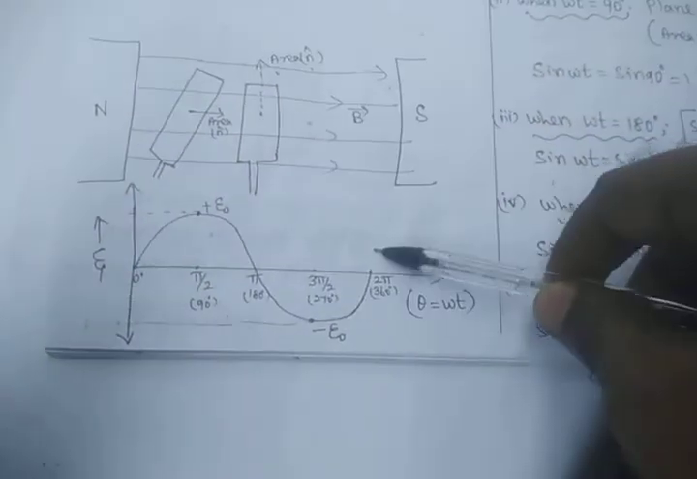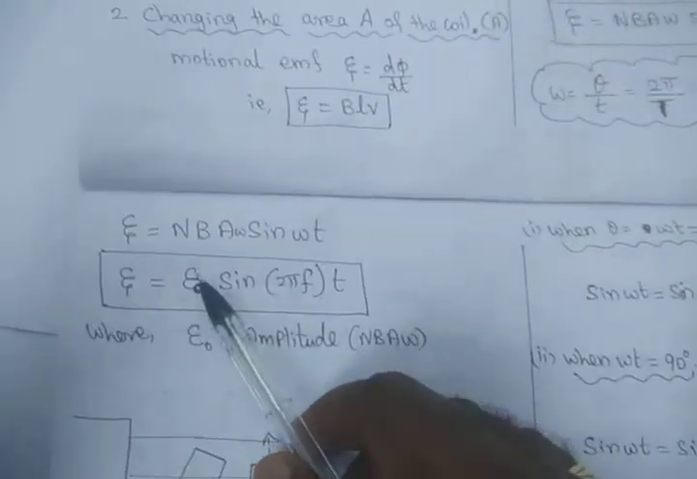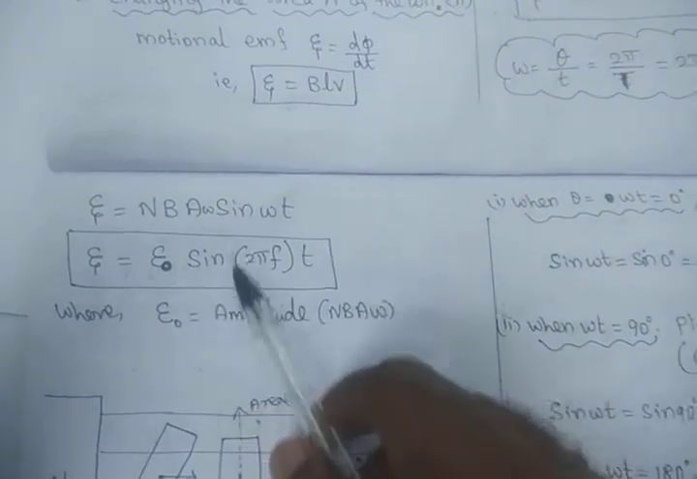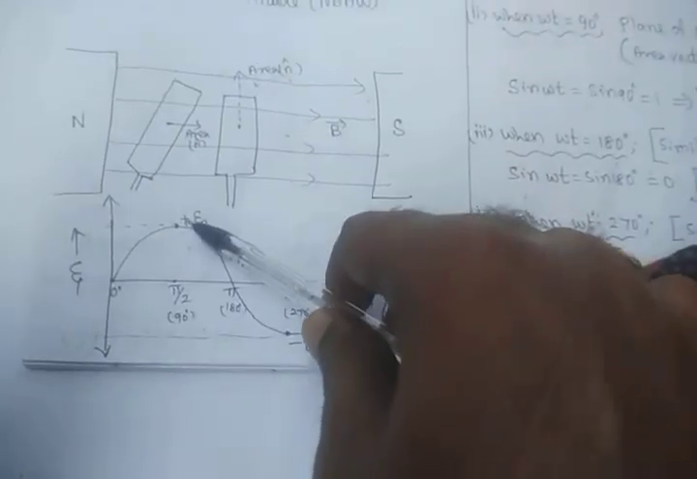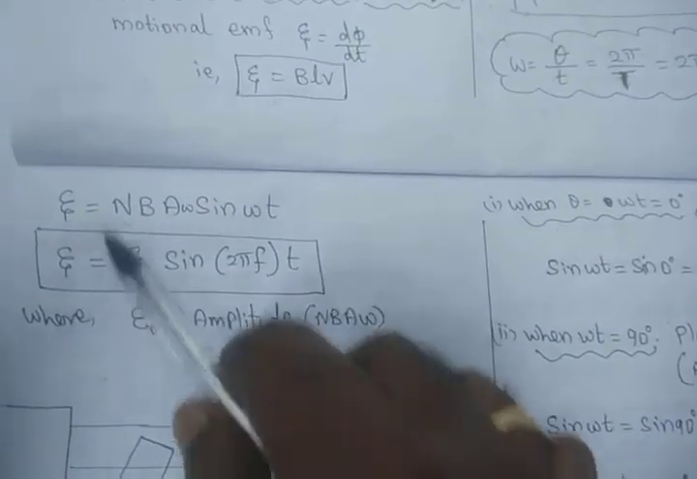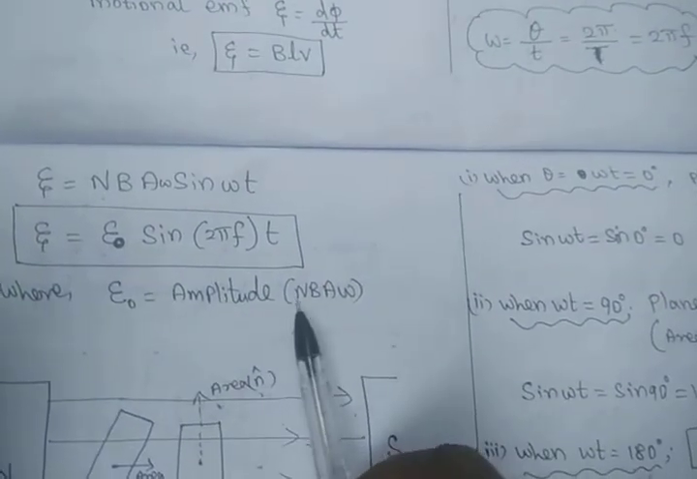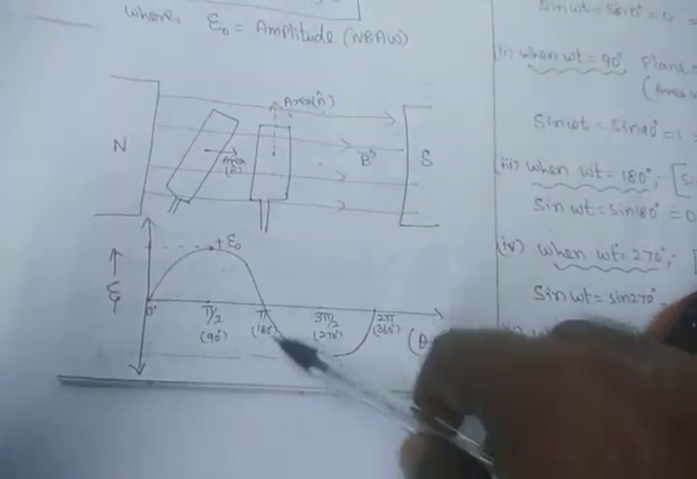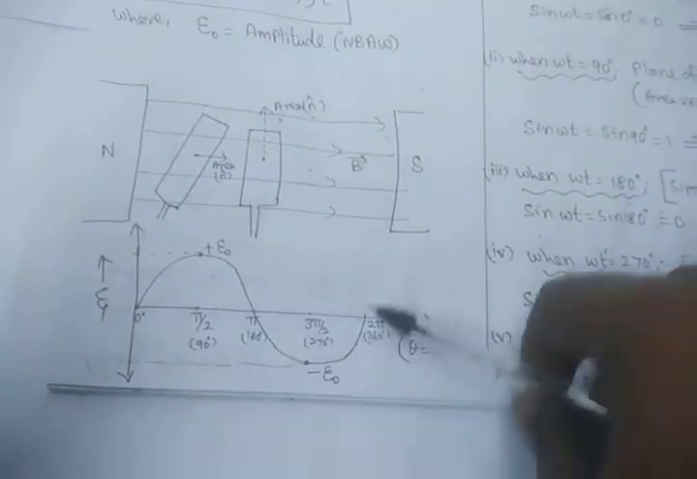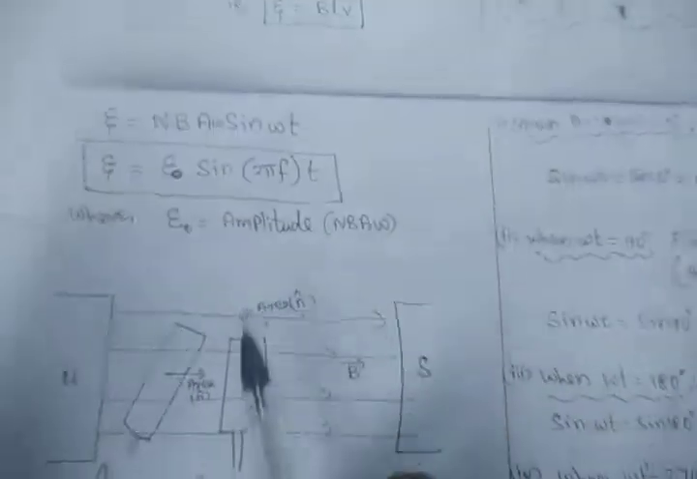This is a sine wave. So this EMF is a sinusoidal wave, since it is a sine term. The sine wave will look like this. In this sine wave, the maximum amplitude is E naught, which is equal to NBA omega. Based on this NBA omega value, the alternating EMF wave, the AC wave, will vary; the height, the amplitude, will be determined.